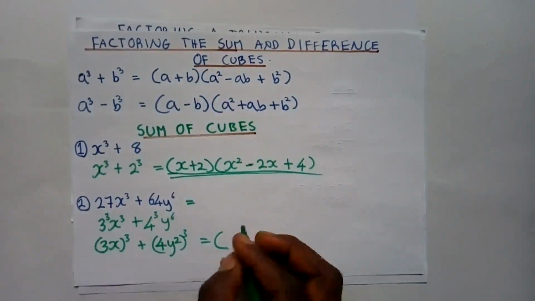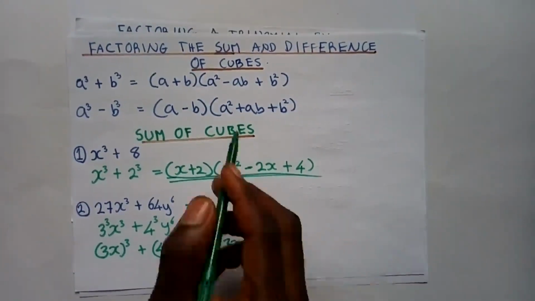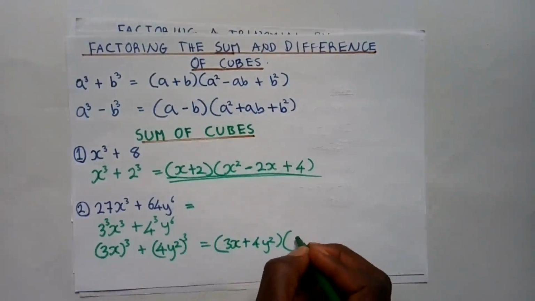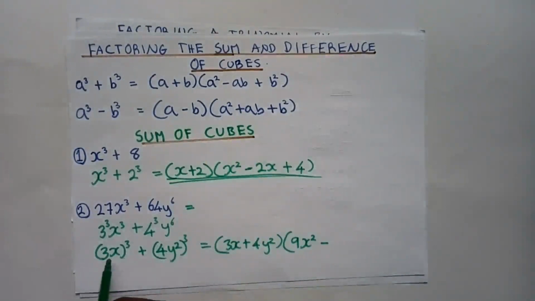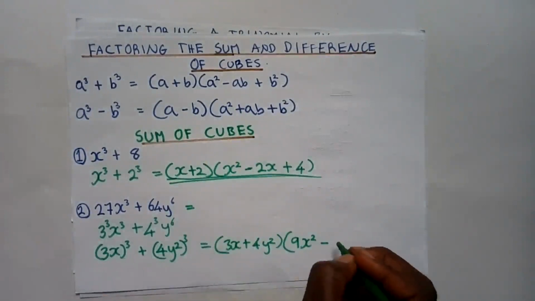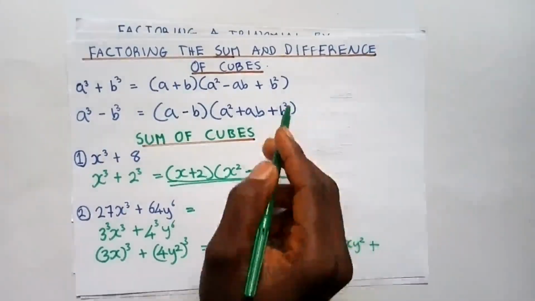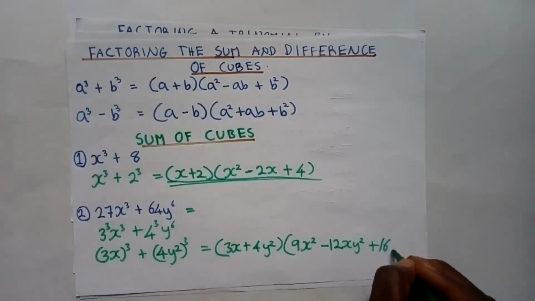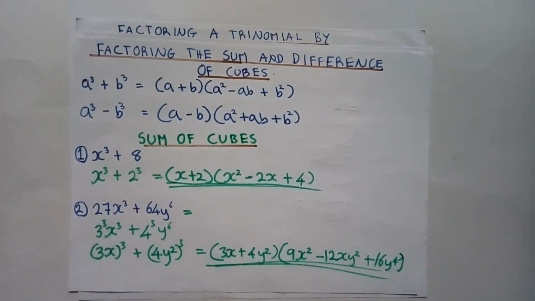So a plus b, 3x plus 4y squared, a squared, which is equal to 3x squared. 3x times 3x is 9x raised to the power 2. So 9x raised to the power 2 minus ab, that is 3x times 4y squared. 3 times 4 gives us what? 12. x times y squared gives us xy squared, plus b squared, 4y squared raised to the power 2. So 4 times 4 gives us 16. y squared times y squared gives us what? y raised to the power 4. So this becomes 16y raised to the power 4. So this is the way we can simplify this.